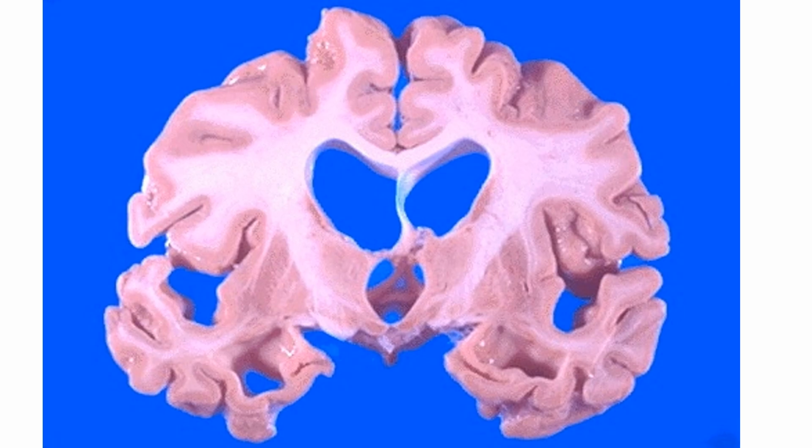Next one is on hydrocephalus. This shows a brain, and you can see the ventricles are enlarged. The enlargement is bilateral.